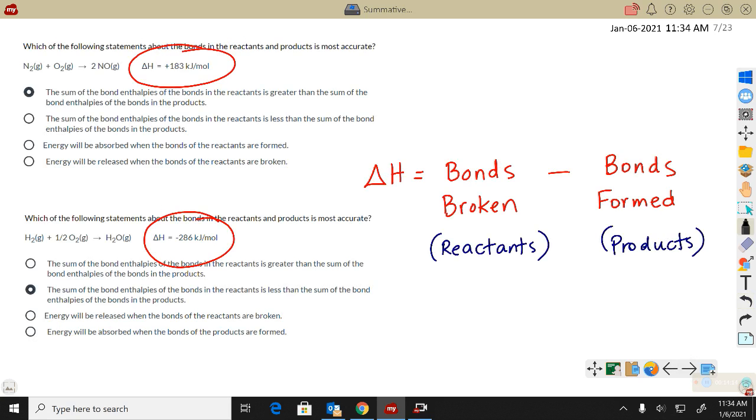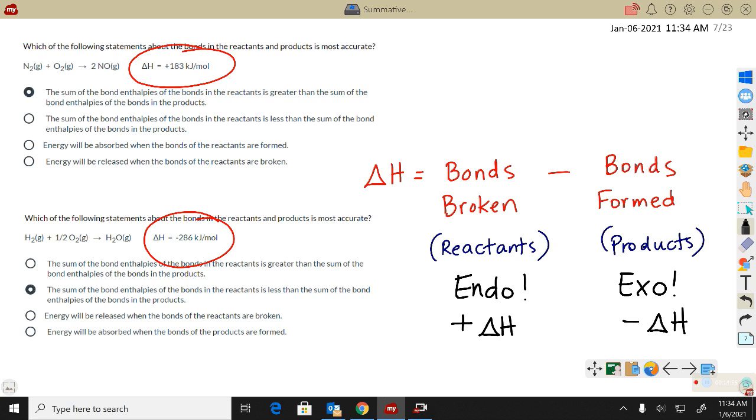I really, really like this one because it's the heart of this whole concept of making bonds and breaking bonds. If you have a positive delta H, it just means that more energy was needed to break the bonds on the reactant side compared to the amount of energy produced when the new bonds formed on the product side, because breaking bonds is endothermic. That's a positive delta H. Forming bonds is exothermic. That's a negative delta H, technically. And so I'm comparing these two values.